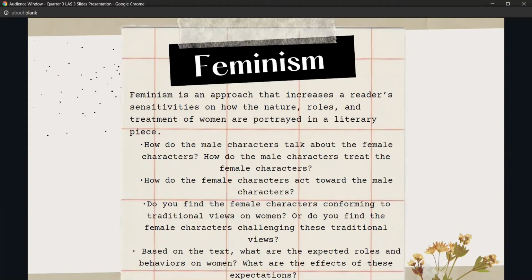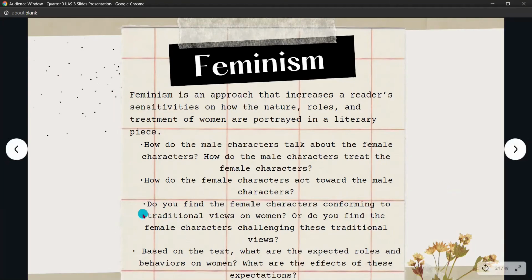Do you find the female characters conforming to traditional views on women? Or do you find the female characters challenging those traditional views? Based on the text, what are the expected roles and behaviors on women? What are the effects of these expectations? Let's pick one guide question, and we're going to pick this third one.